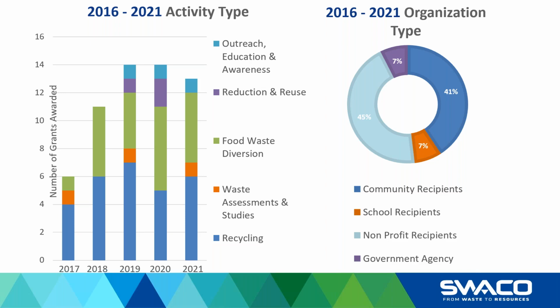The chart on the left shows the various activity types that have been funded since 2016. You can see that the majority are recycling and food waste diversion related, but there are also a number of projects that were funded that were explicit to only education and outreach or waste assessments and studies. And then the pie chart includes data through 2021 on the types of organizations that have received funding. By and large, our communities and our nonprofit recipients have received the bulk of the funding, but we do have school recipients as well as other government agencies.